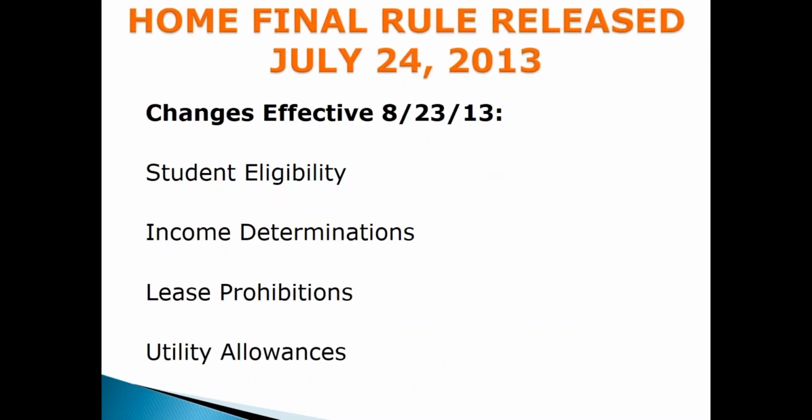In July of 2013, Housing and Urban Development published a new final rule for the HOME program. It included a lot of changes, and I'm just going to cover a few of them here that really impact actual operations. The HOME final rule included other changes with respect to how HOME funds are allocated and the amount of HOME funds awarded and many other things, but we're just going to focus on things that impact how you operate a property that's already in operations. These include, and all were effective in August of 2013, student eligibility, income determinations, lease prohibitions, and utility allowances.